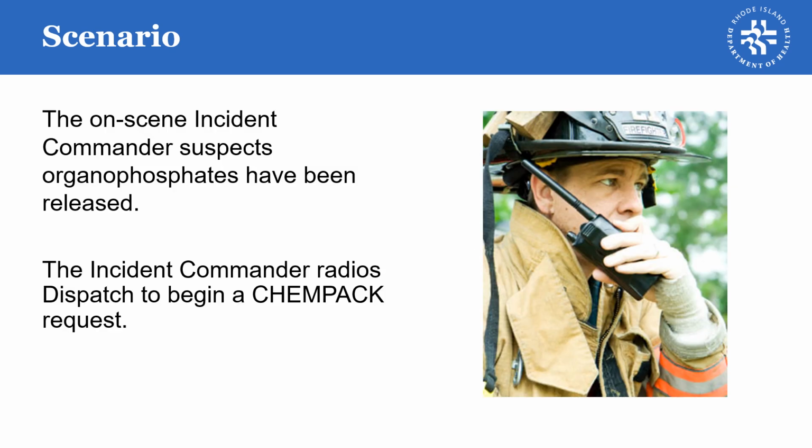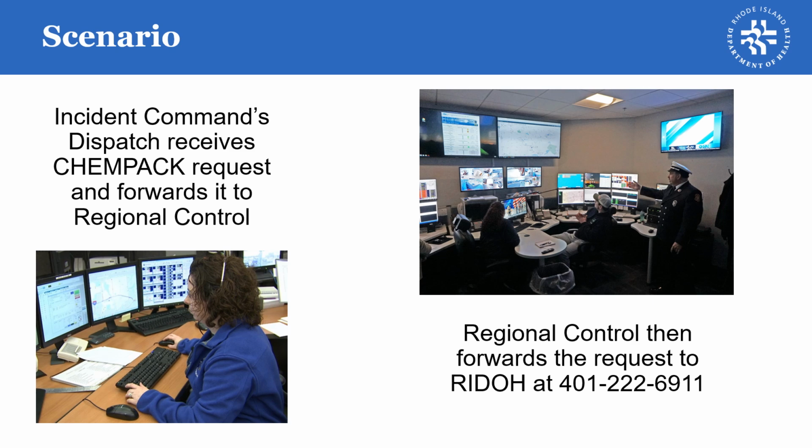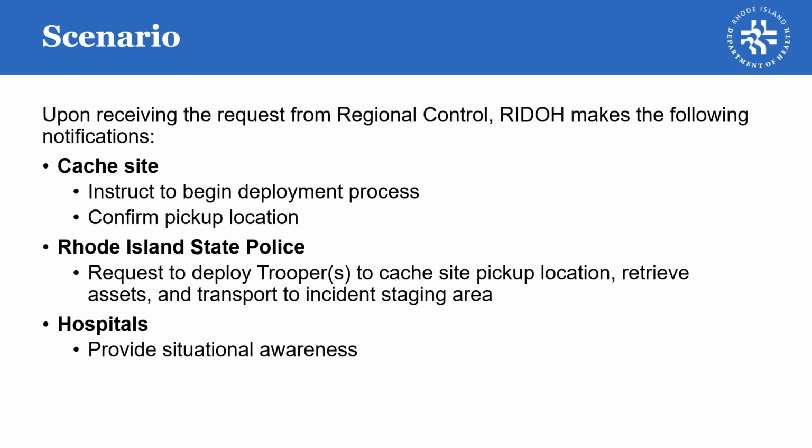The on-scene incident commander recognizes that this is an unusual situation. While assessing the scene and the casualties, the incident commander suspects organophosphates have been released and radios dispatch to begin a CHEMPACK request. Dispatch receives the CHEMPACK request and forwards it to Regional Control. Regional Control then sends the request to the Rhode Island Department of Health at 401-222-6911.